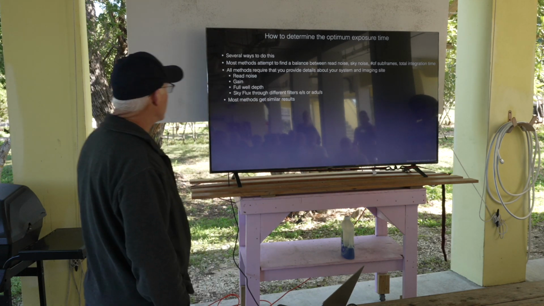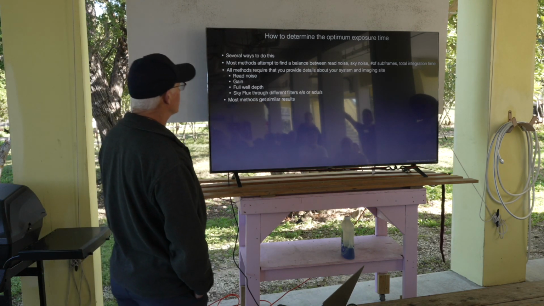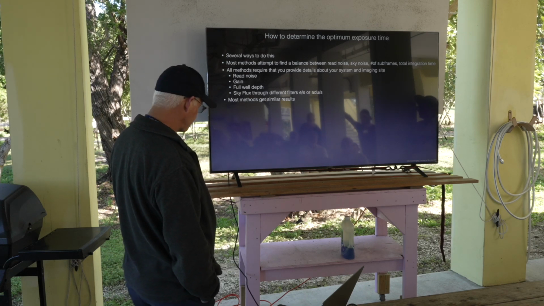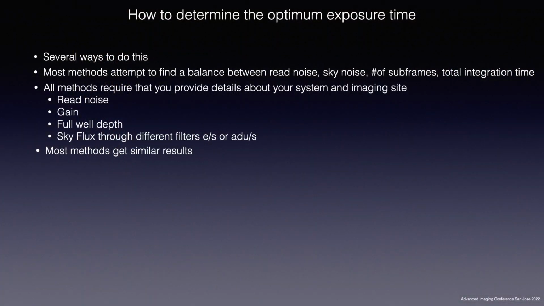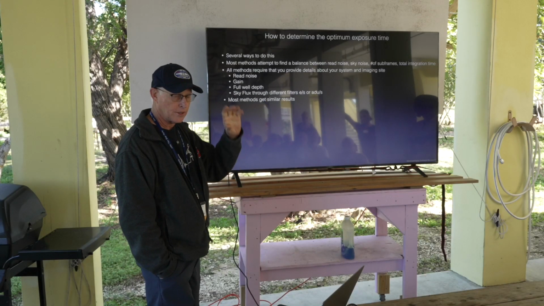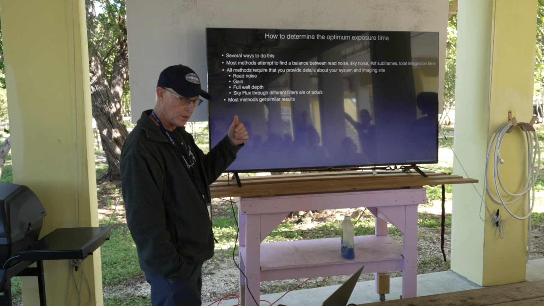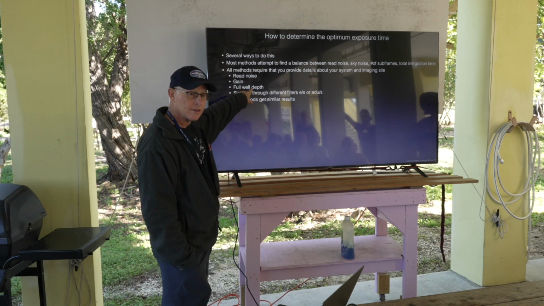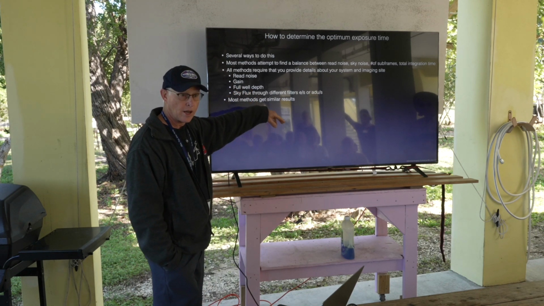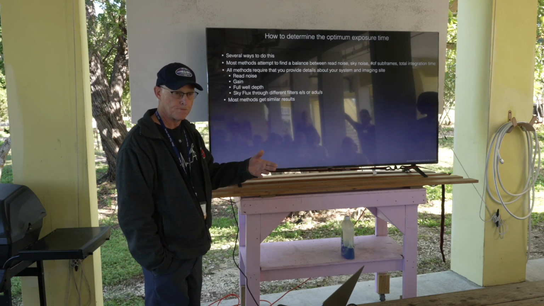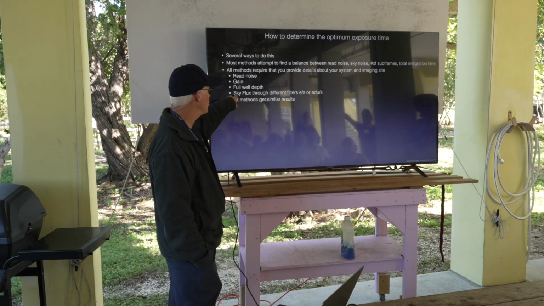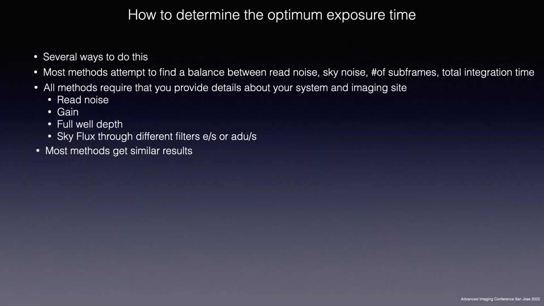Okay, so how do we determine this optimum exposure time? Well, there's a couple of ways to do it. However, all of them require you know these things. Read noise of your camera. You characterize your system, you get the read noise. You go to the manufacturer's website, you can get it there. You need to know the gain of the camera. You need to know the well depth of your system. Again, you can find all these online, and you need to know the sky flux. How bright is my sky?